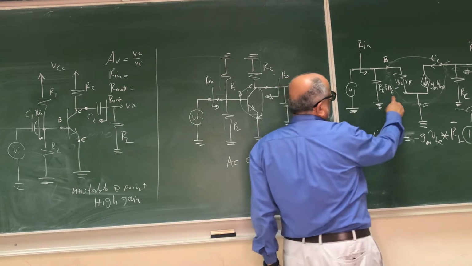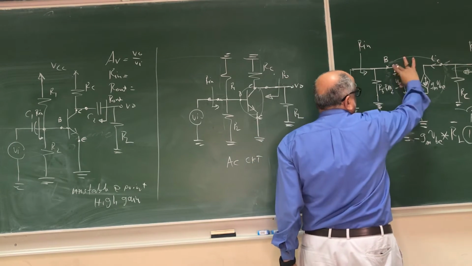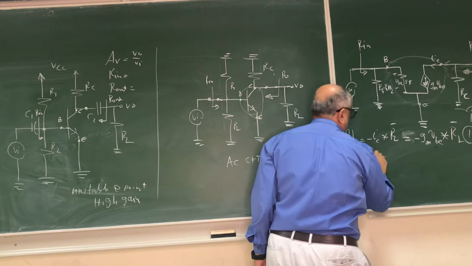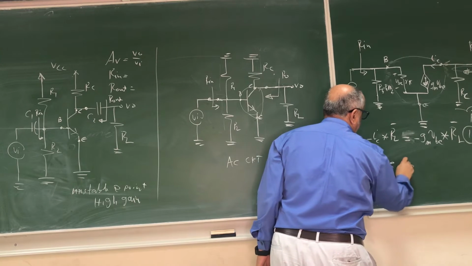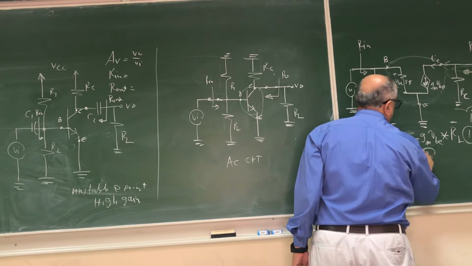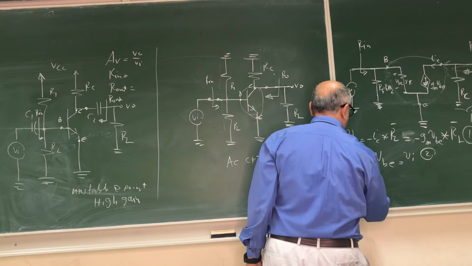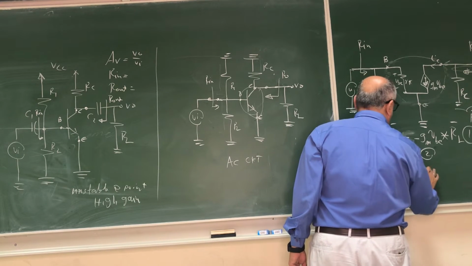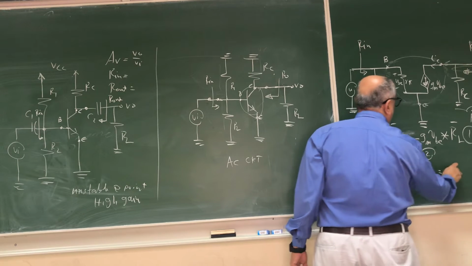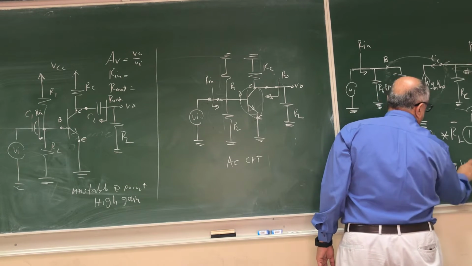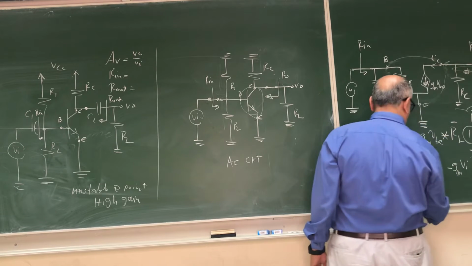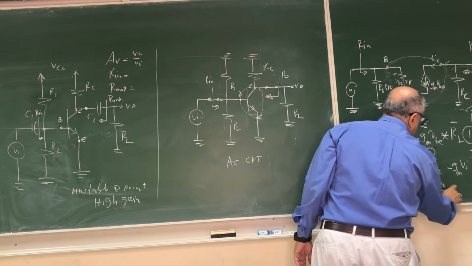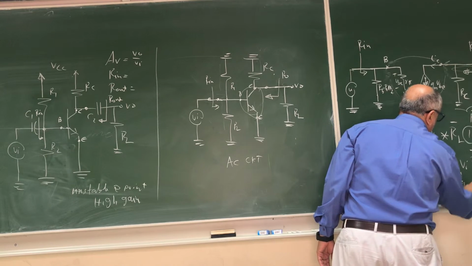As you can see here, VBE from here to ground is the same as Vi. So we can just simply say VBE equal to Vi, that is equation 2. If we substitute 2 in 1, then we have V out is equal to minus gm Vi RL dash, and hence the gain will be Av, V out over Vi, equal to minus gm RL dash.